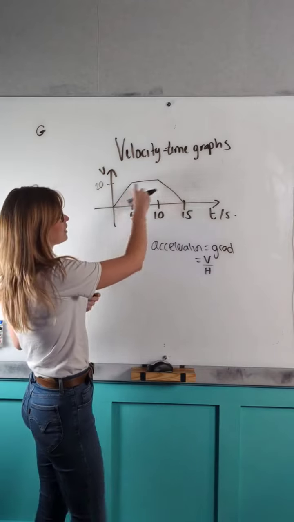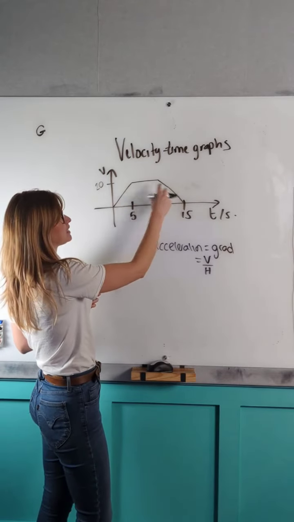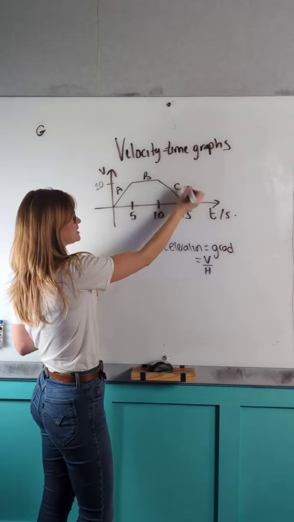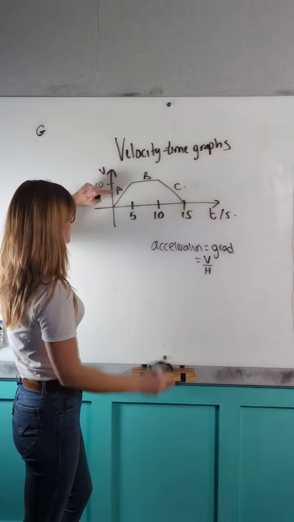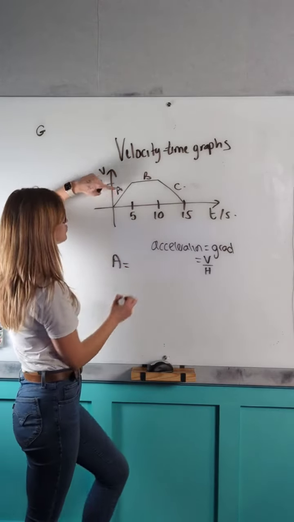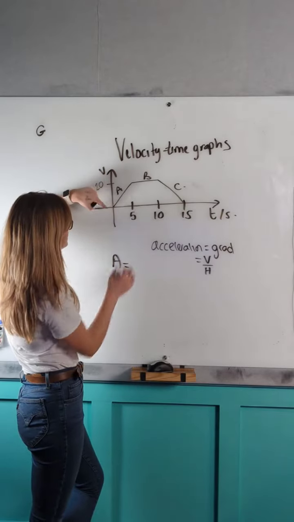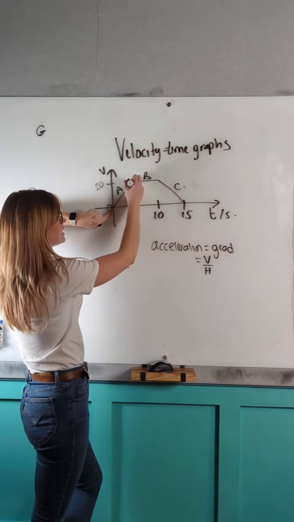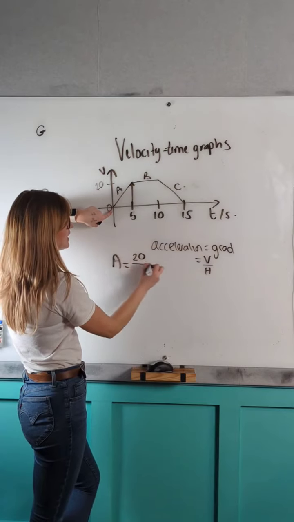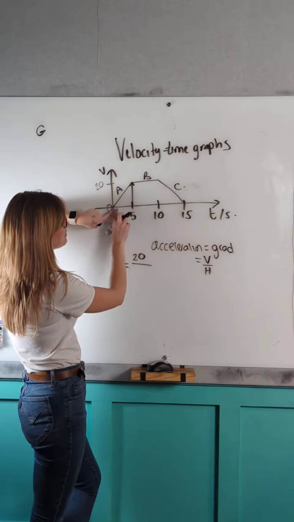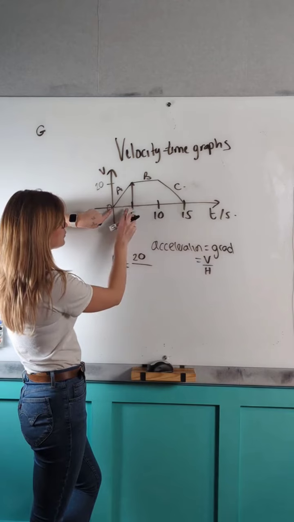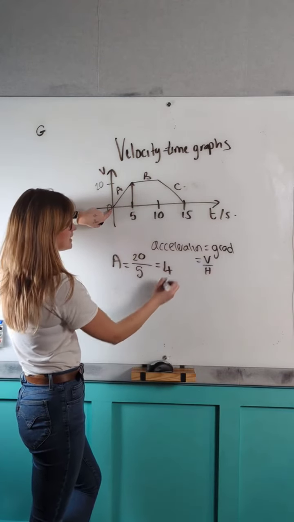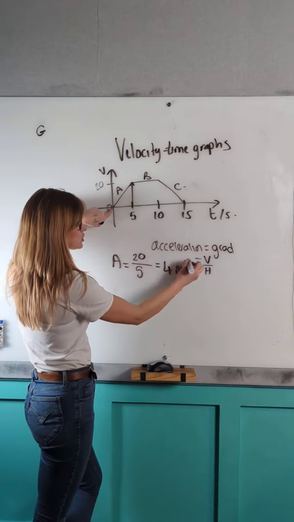So again, if I break my graph up, because I can see there's three different shaped lines, into section A, section B, and section C, I can calculate the acceleration of section A by finding the gradient of that line. The change in height is it went from 0 all the way up to 20, so the rise is 20. I divide it by my horizontal, or my run, which is from 0 to 5, so 5. So 20 divided by 5 gives me 4, and acceleration is always meters per second squared.